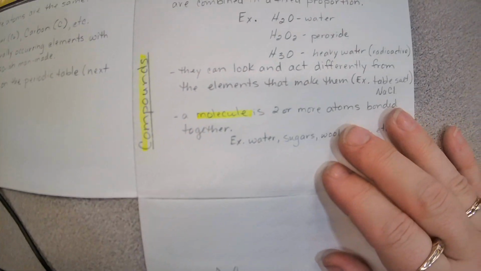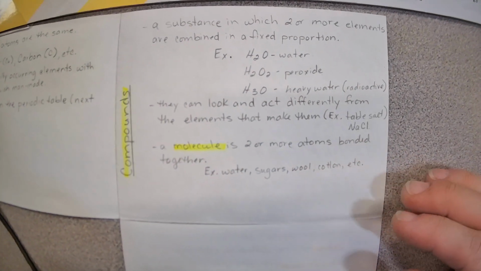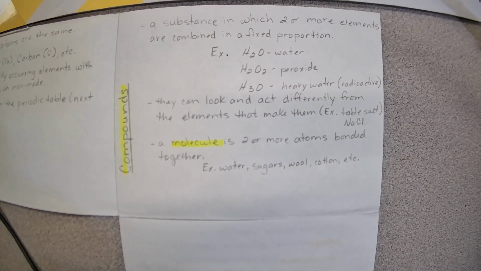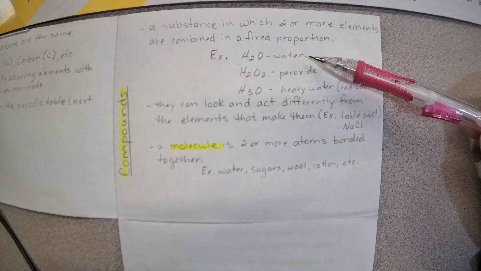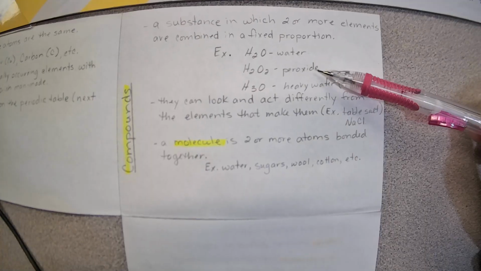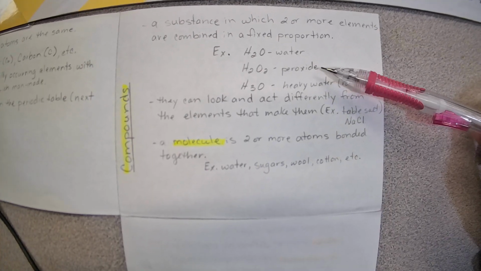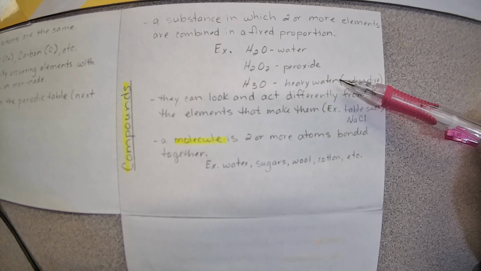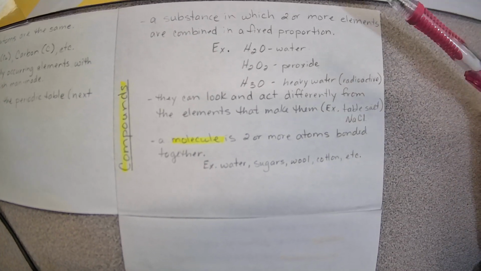The second substance is what we call a compound. These are where you have 2 or more elements combined together in a fixed proportion. For example, water is H2O, but if I add another oxygen, it's peroxide. If I go back to water and I add an extra hydrogen, it's called heavy water, which is very radioactive and you don't want it.